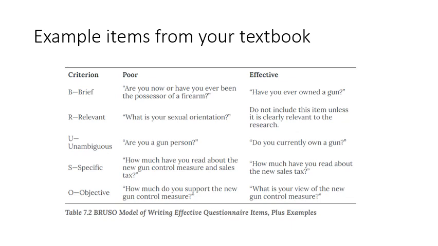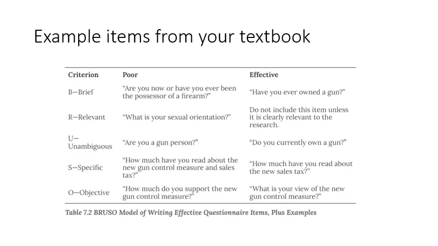S for specific. How much have you read about the new gun control measure and sales tax? Look at this messy double-barreled question. It's also a pretty ambiguous question, because how do we answer this? We have two things that they might have read about. And so we want to break these into two items. The first one might be, how much have you read about the new sales tax?